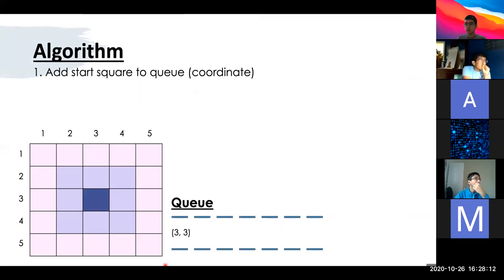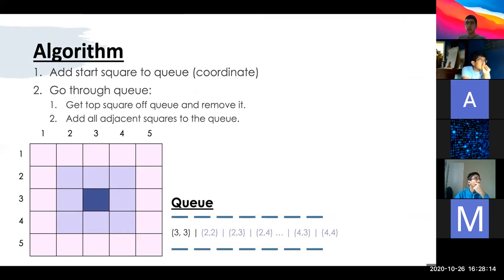And then what we do is once we've added 3, 3 to the queue, we go through and add all the squares that are next to it. So you can see these purple squares here are next to 3, 3. So we add them onto the queue.